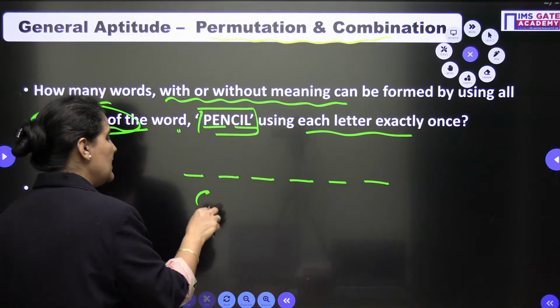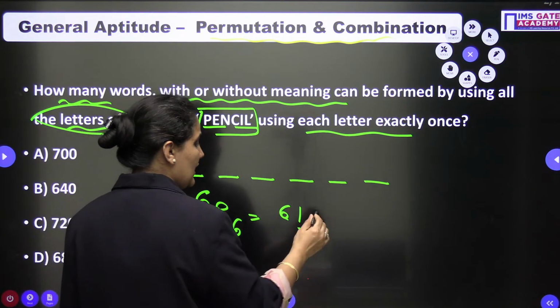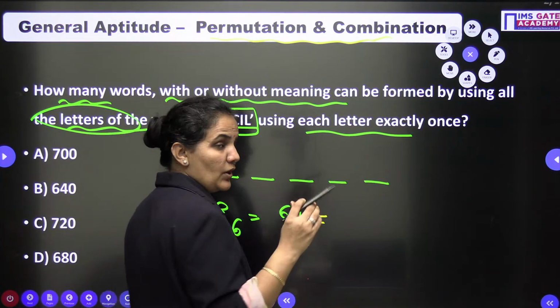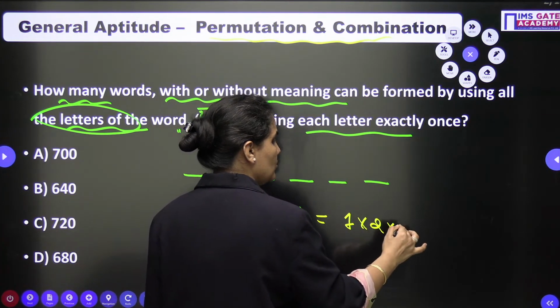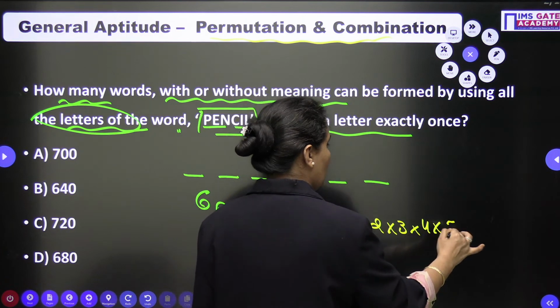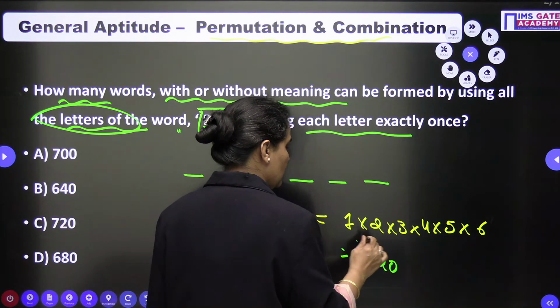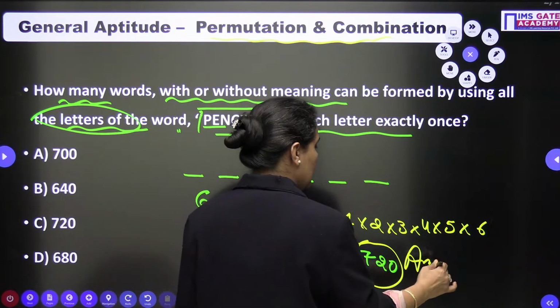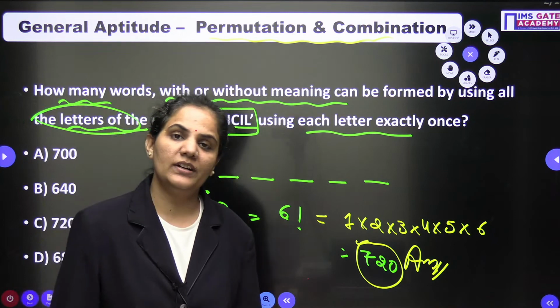So it will be 6P6, which means 6 factorial. 6 factorial is nothing but the product of the first 6 natural numbers. So it is 1 into 2 into 3 into 4 into 5 into 6. So when we open this one, the result is 720. 720 is the answer.